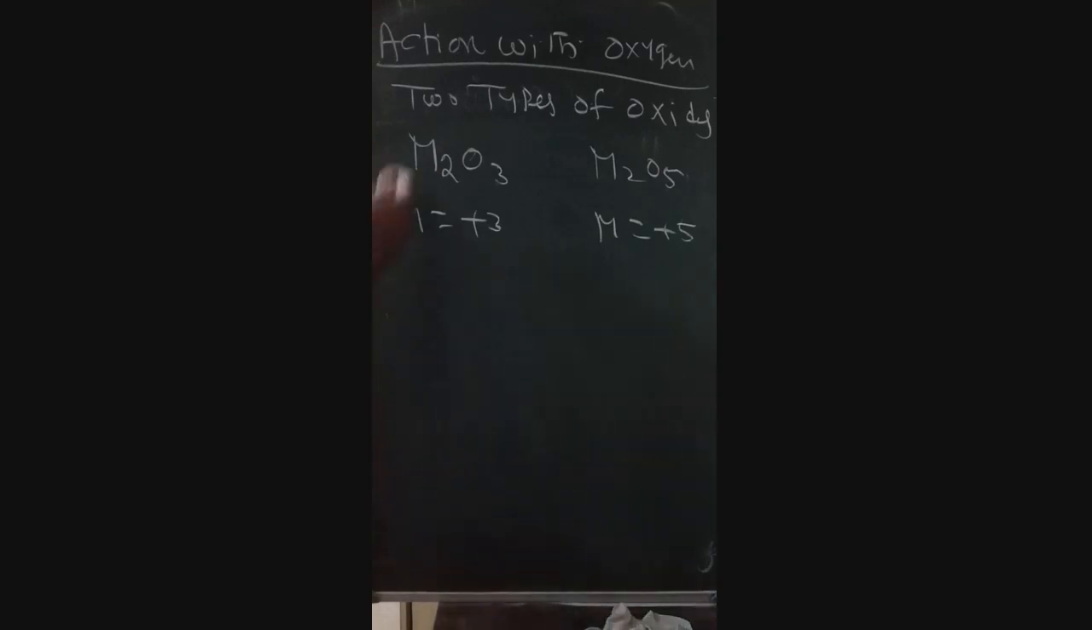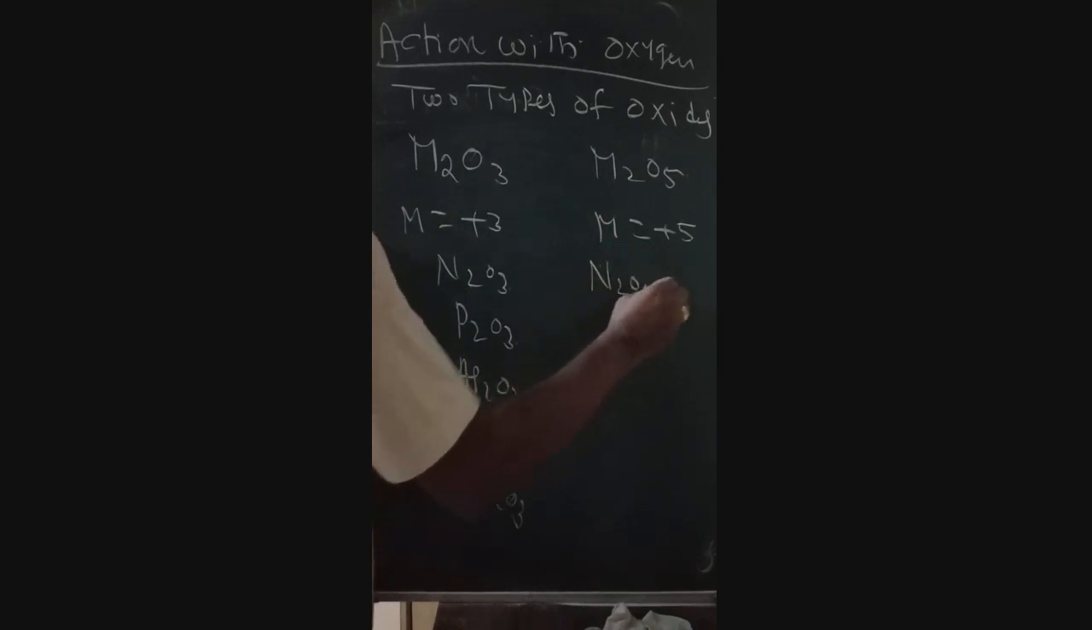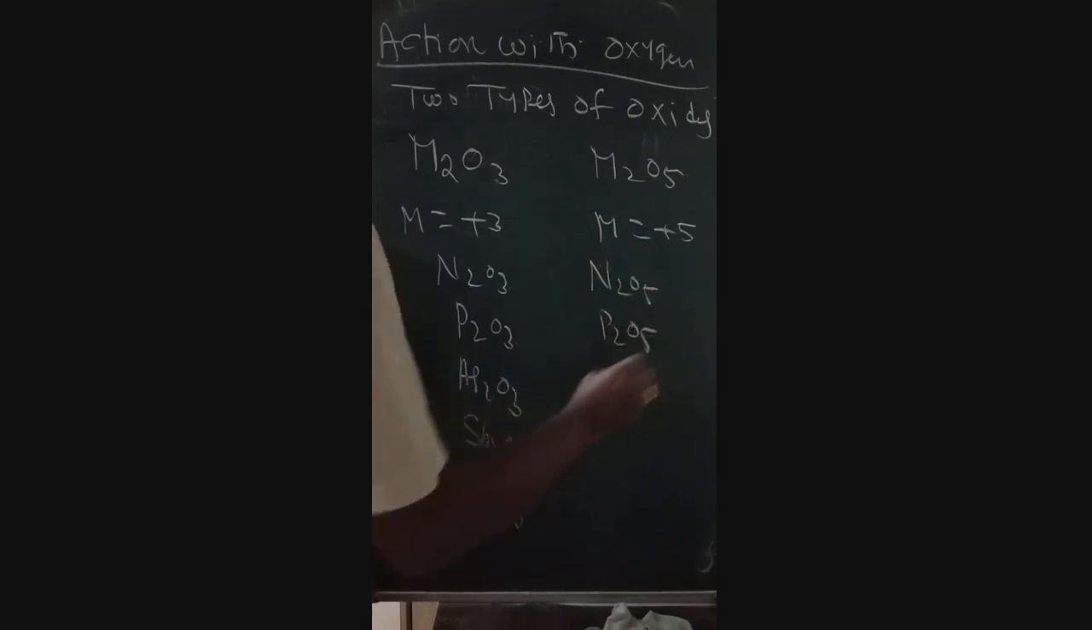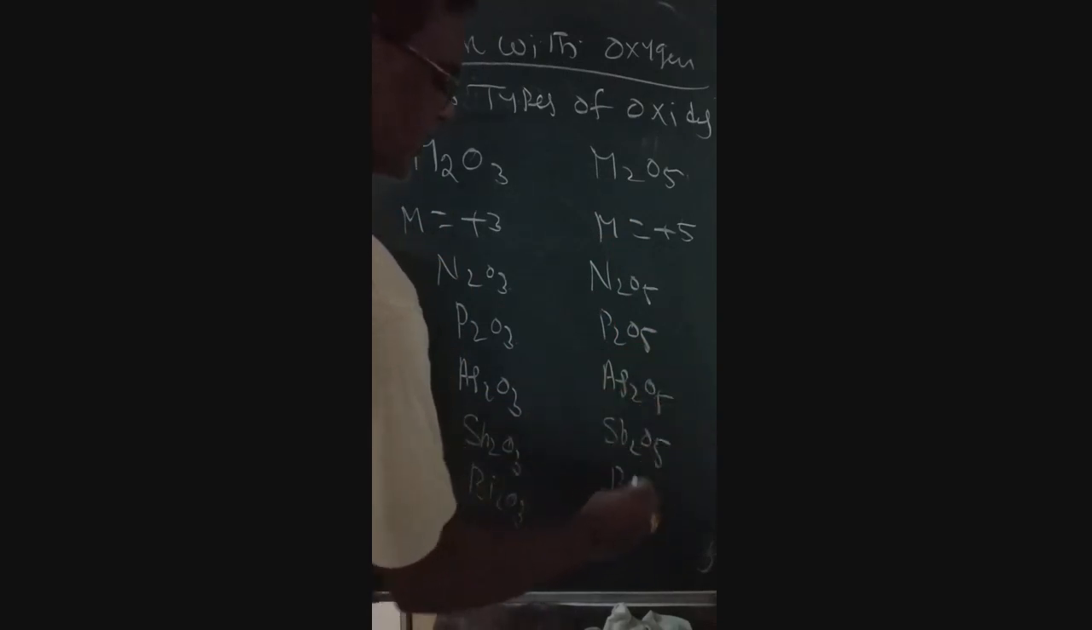Observe the properties of your compounds here. N2O3, P2O3, As2O3, Sb2O3 and Bi2O3 are the trioxides. Whereas the pentoxides are N2O5, P2O5, As2O5, Sb2O5 and Bi2O5.